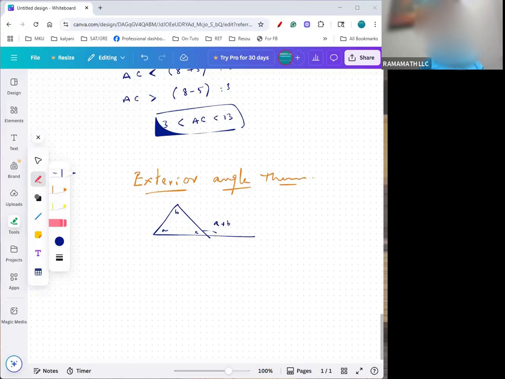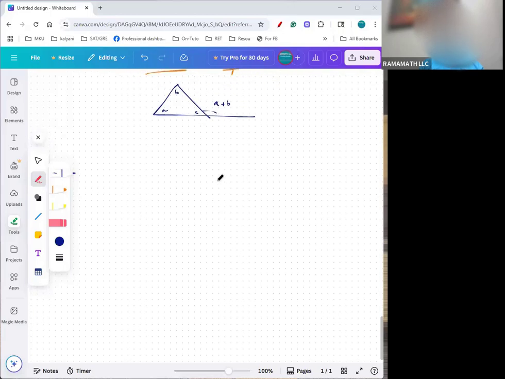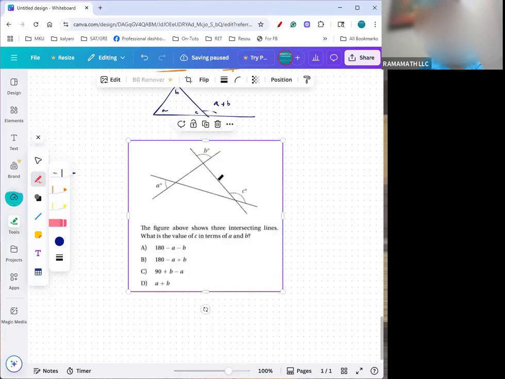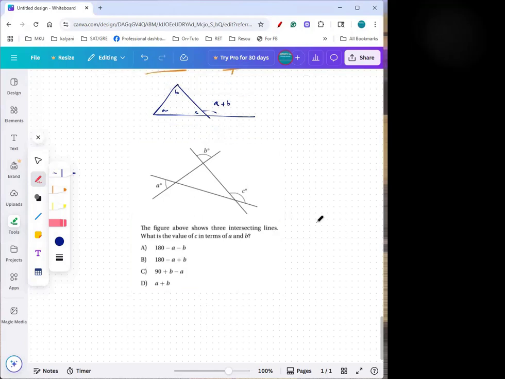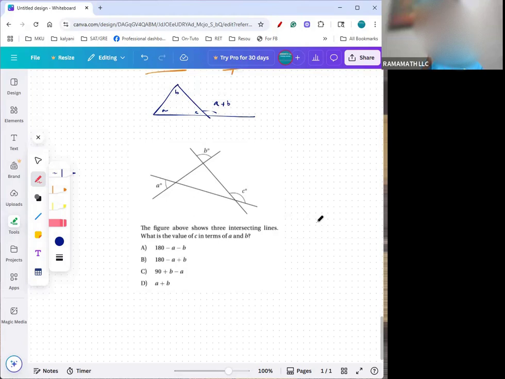Okay. All right, so based on this, let's do a small question. Avi, are you with me? Yeah. All right, buddy, can you please read this question for me? The figure above shows three intersecting lines. What is the value of C in terms of A and B? These questions confuse you, but they're not difficult because there's no math involved, just a little bit of logic. Okay, go ahead and try this one, everyone.